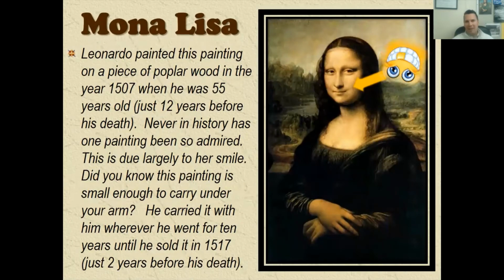Leonardo painted the Mona Lisa on a piece of poplar wood, not on a canvas, in the year 1507, when he was 55 years old. And that was just 12 years before he died, actually. It was later in his life. Never in history has one painting been so admired. And this, they say, is due largely to her smile.